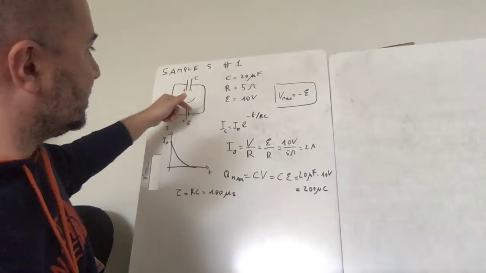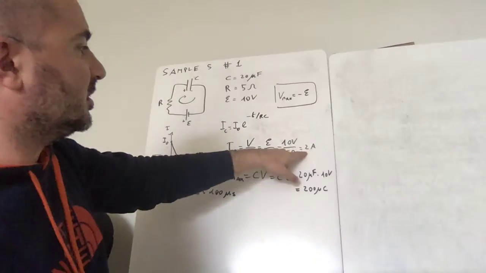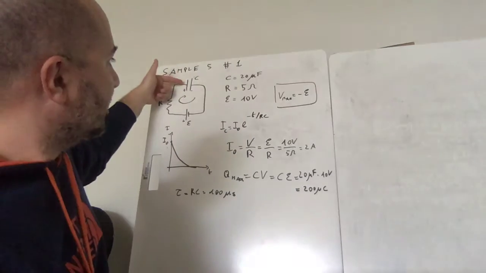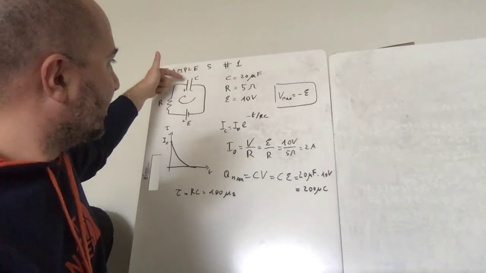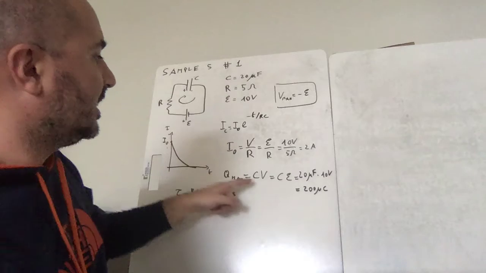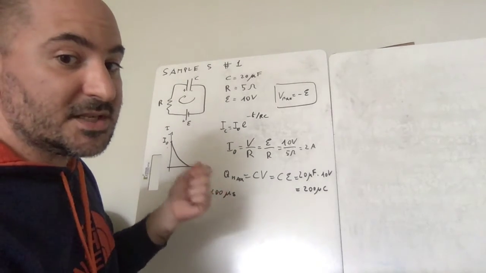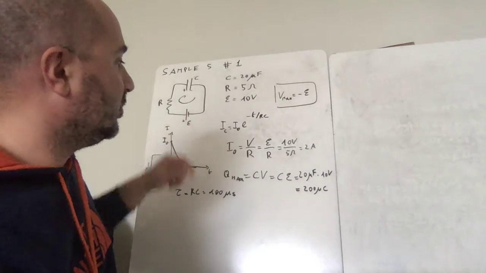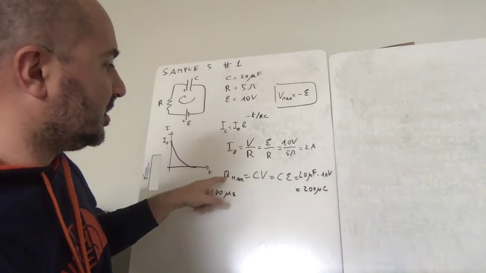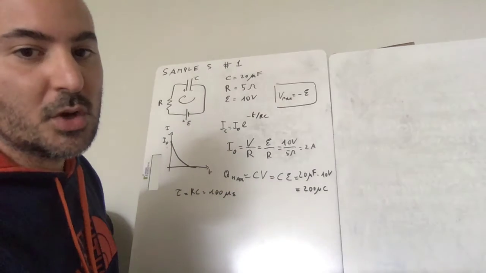So as soon as you close the circuit, current starts flowing with an initial current of 2 ampere and starts piling up charges over here. You pile up charges until you have a maximum amount of charge, Q max, which is equal to C, the capacitance, times the voltage of the capacitor. And the voltage of the capacitor, as I said, is equal and opposite to epsilon. So V is 10 volts. The maximum amount of charge is 20 microfarad times 10 volts, which is 200 microcoulomb.